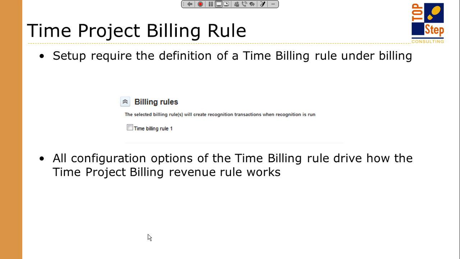How the whole time project billing rule works, though, is it's not actually a complete rule. The rule itself only exists based on the definition of a related time billing rule in the system. So you do always have to have a time billing rule, and then when you create the time project billing rule, you point it back to the billing rule that you created.